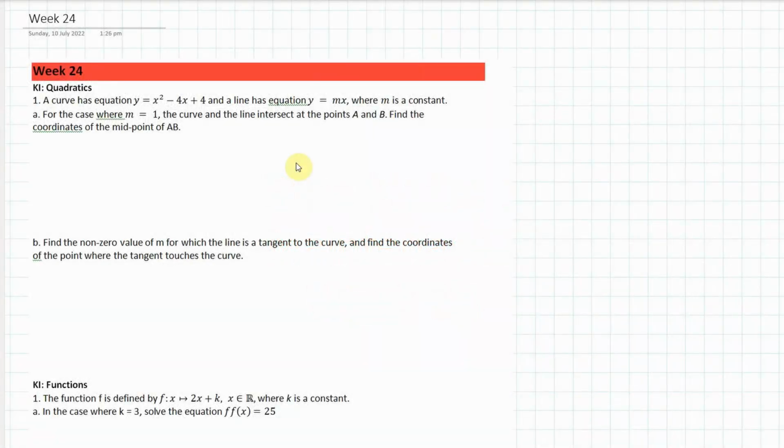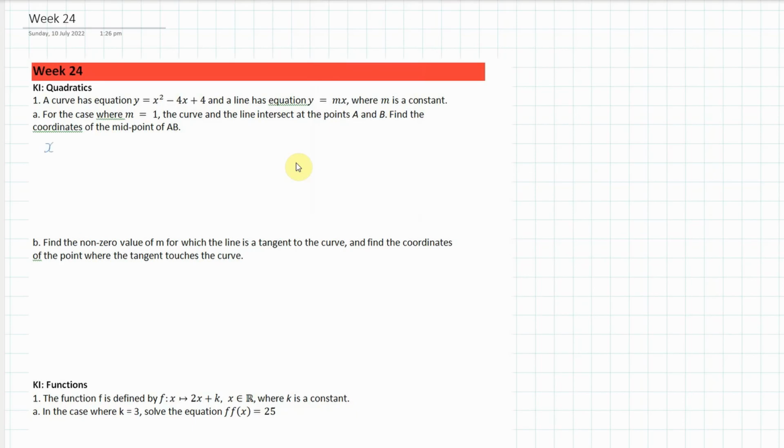So it's week 24 maintenance for the Pure Maths 1 course. Quadratics question first. We've got a curve and a line, and when m equals 1, i.e. when y equals x, the curve and the line intersect at points A and B, and we've got to find the coordinates of the midpoint of AB.